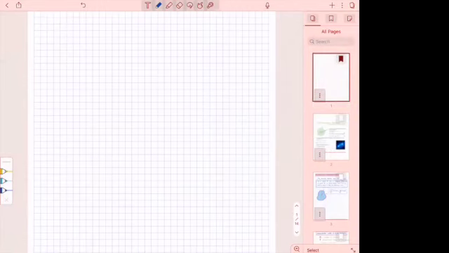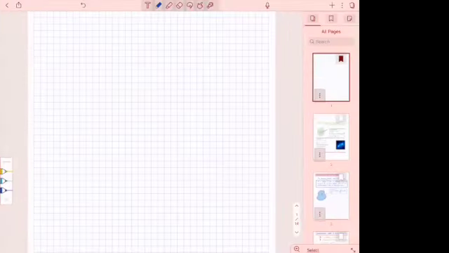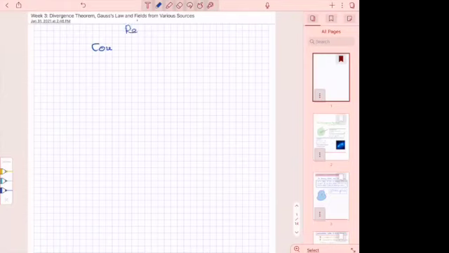is Coulomb's law. So as a brief review, Coulomb's law, which gives us the force between two charges. All right, where R is the vector that separates the two charges.